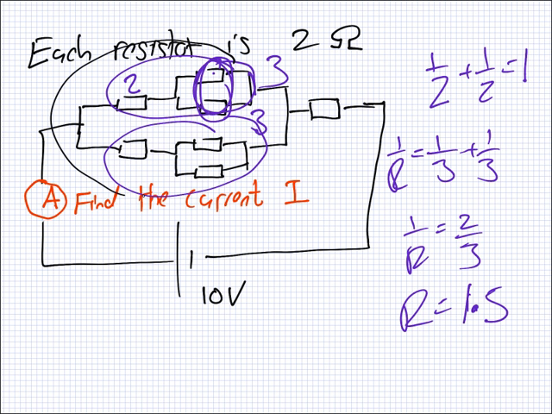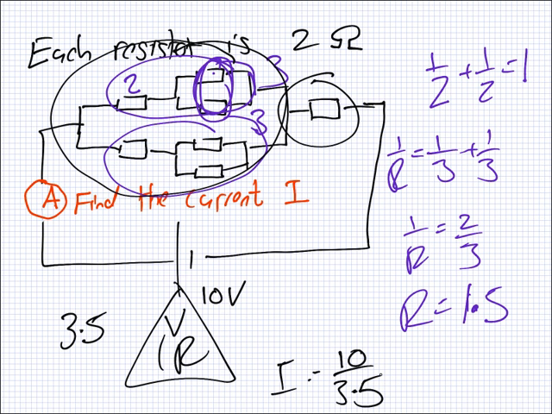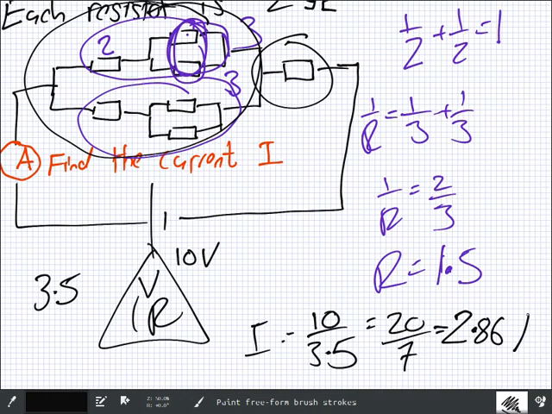So all of this is 1.5 plus this. So total 3.5. So if you use your triangle, the I is 10 over 3.5, which is 20 over 7, which is 2.86. Oh, that's not too bad, I suppose, for guessing. Right, 2.86 amps.